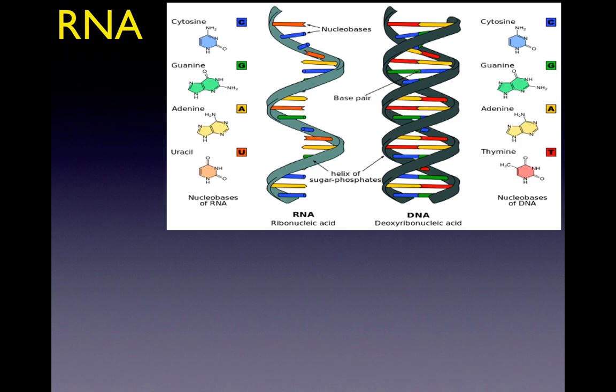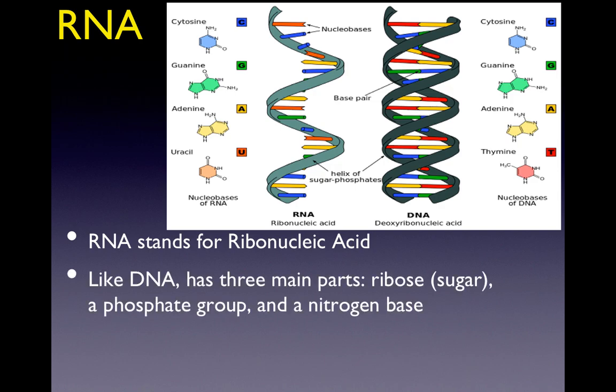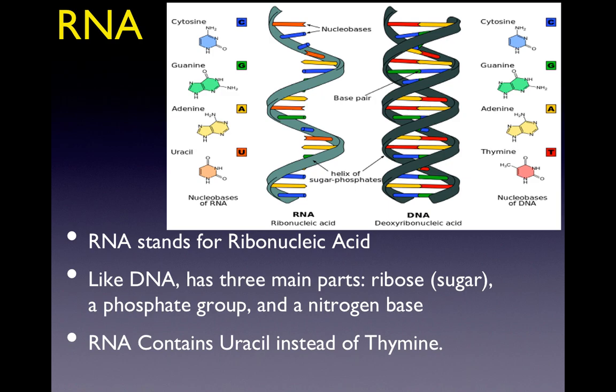And now here's another thing that you can see right here on this picture, where DNA is a double helix and we have two strands, RNA is a single helix. Okay? It also stands for ribonucleic acid. Like DNA, it's going to have three main parts, but instead of having deoxyribose as its sugar, it's going to be just ribose. There's no oxygen there, so it's just ribose sugar, a phosphate group, and then a nitrogen base. Now, most RNAs, especially the RNAs that we're going to be talking about in this class, are single-stranded, okay, and they are in the shape of a helix.